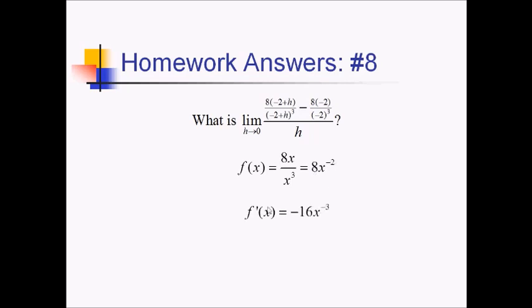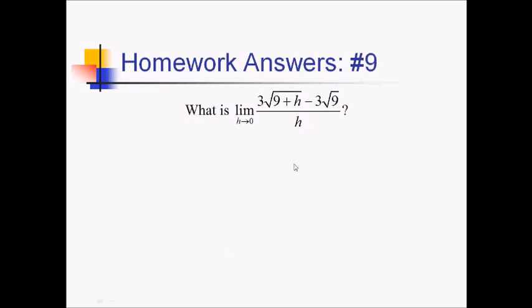And then what am I actually plugging into this? Well, if I look back up here, I've got negative 2 plus h inside here. So that means I'm plugging negative 2 into this derivative. So I'm going to have negative 16, and this will be negative 2 to the third in the denominator, if I just make that a little bit easier to work with. So this is negative 16 over negative 8, which reduces to 2.